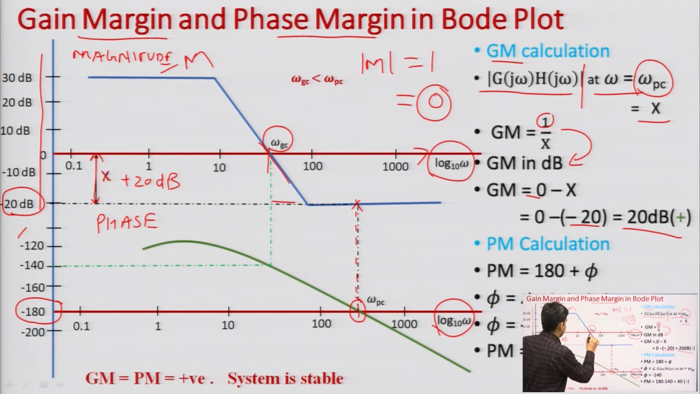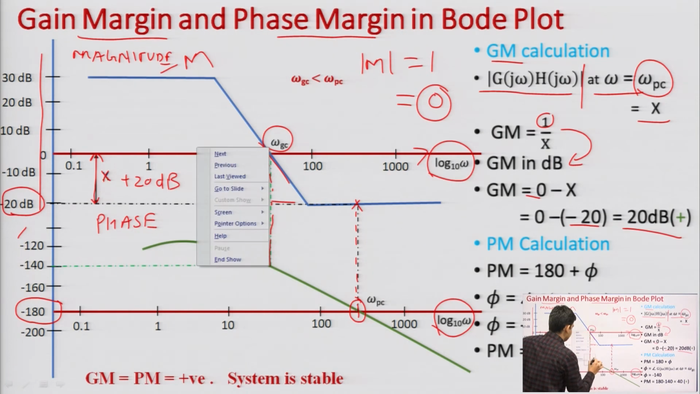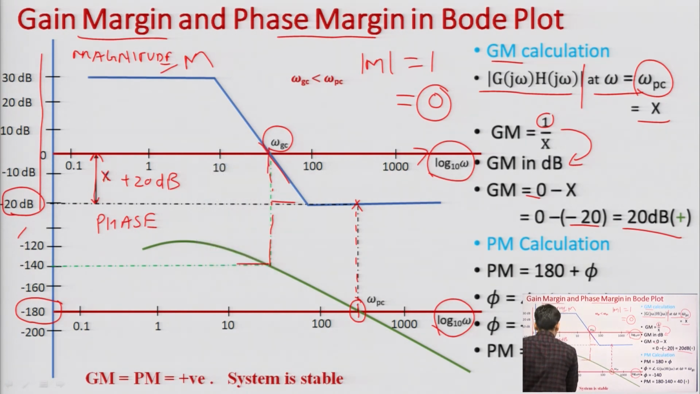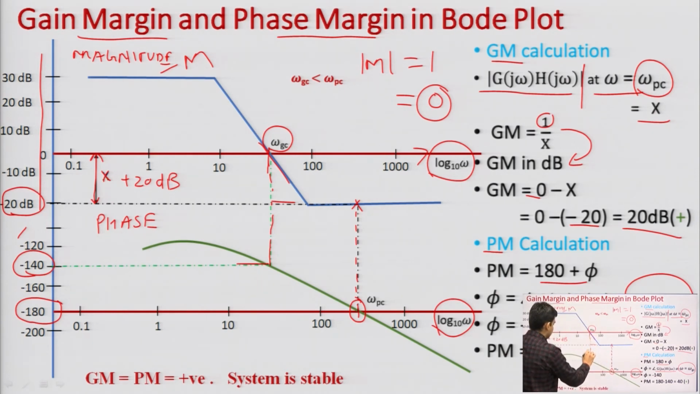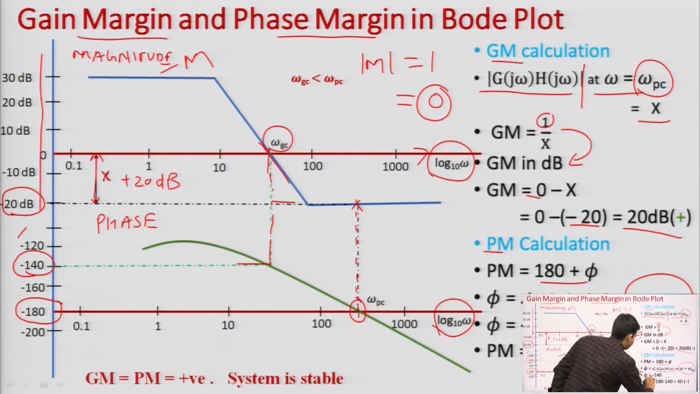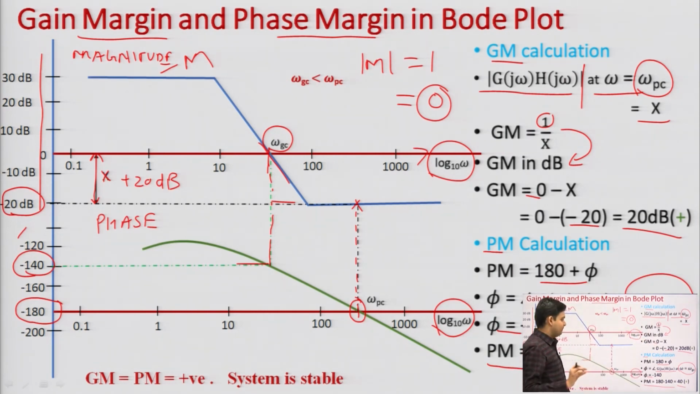And if I observe my phase plot at that frequency, this point is here around minus 140. Okay. So, phase margin is given by PM equal to 180 plus phi, where phi is the phase at omega equal to omega gc. So, the phase at omega gc is minus 140 degrees. Now, phase margin would be given by 40 degrees plus. It means my phase margin is coming positive. So, what you can see is that a phase of around 40 degrees is available to us.